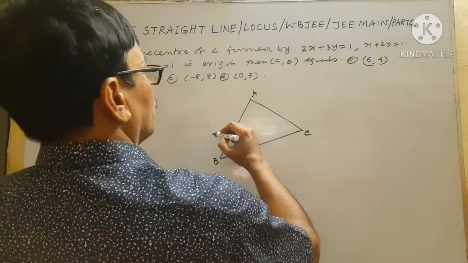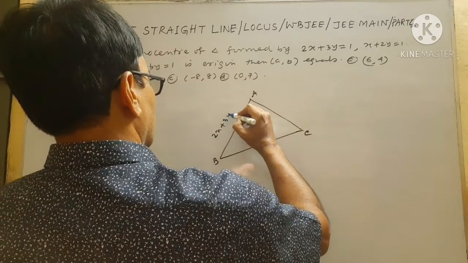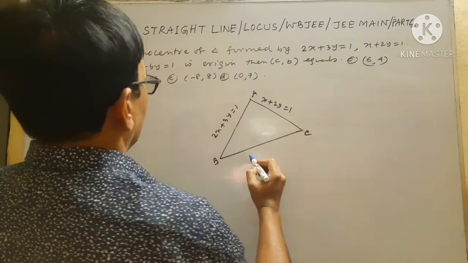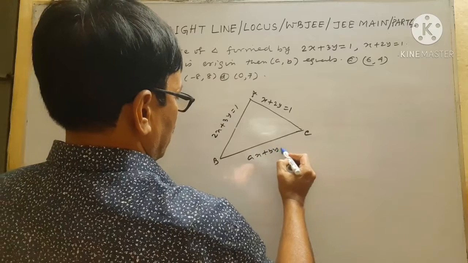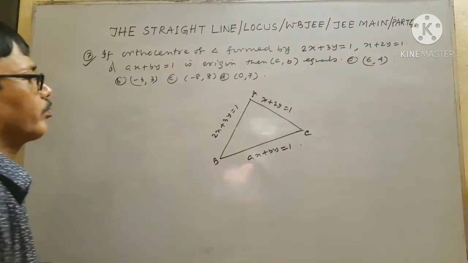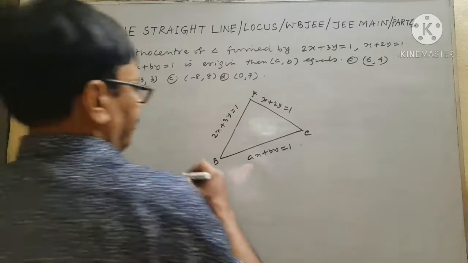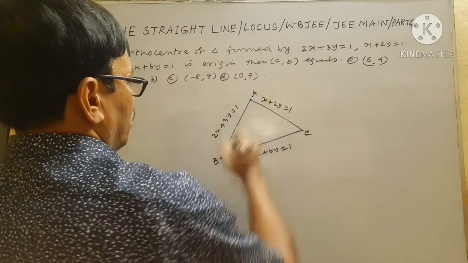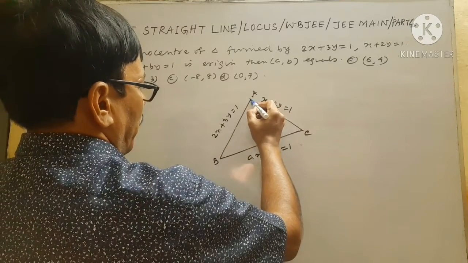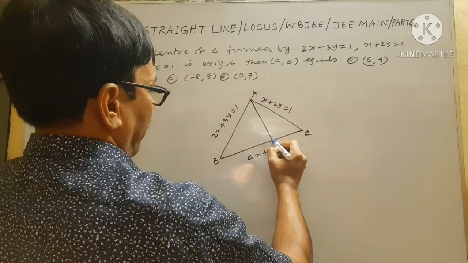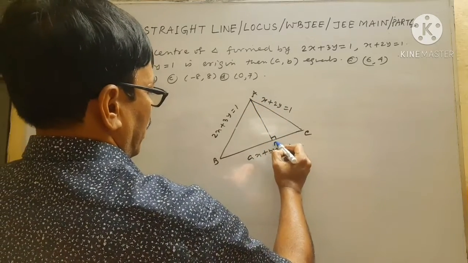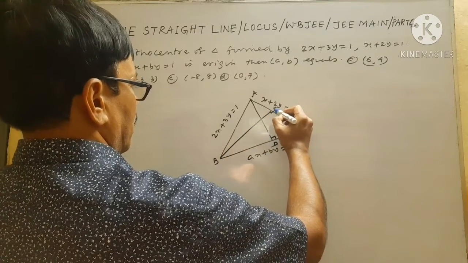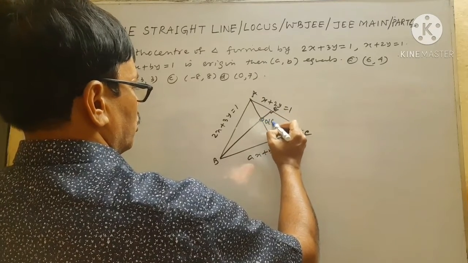So 2x plus 3y equals to 1. x plus 2y equals to 1. And this is ax plus by equals to 1. Orthocenter. So from the vertex, the perpendicular from A, this one AD, BE, this is the orthocenter O, 0, 0.